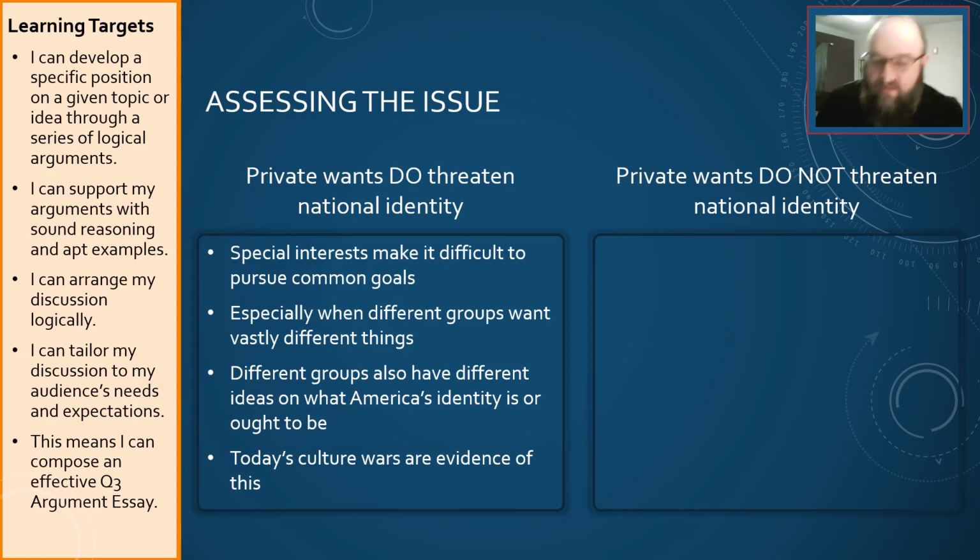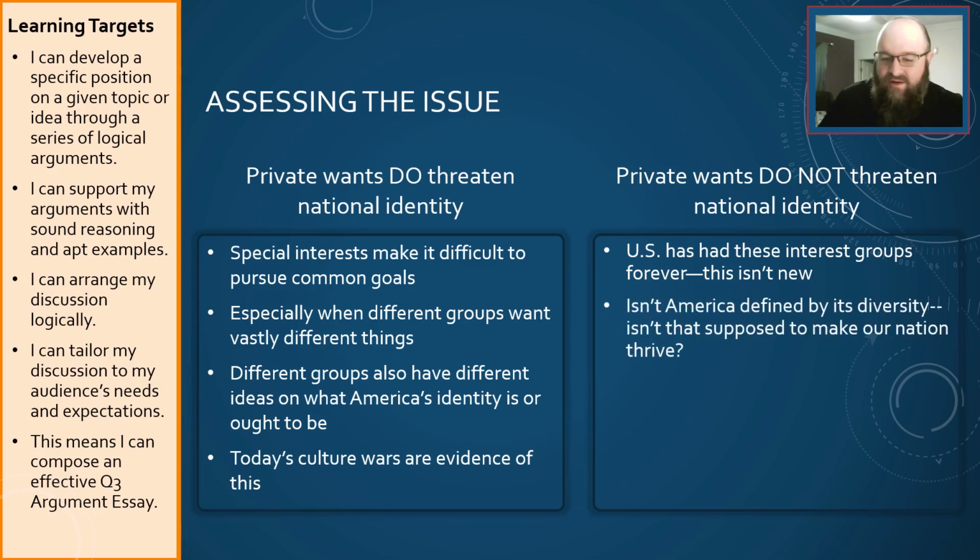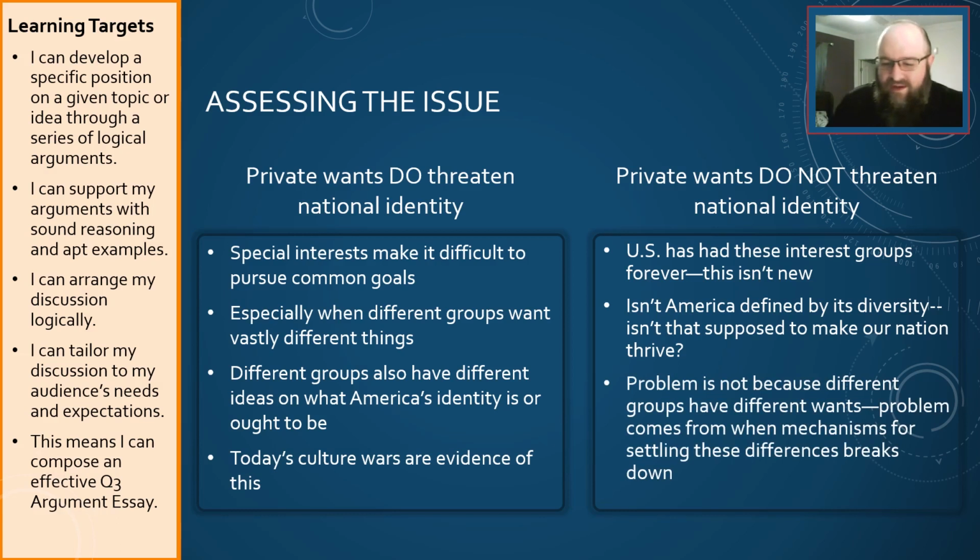Looking at that right column, what are some reasons why private wants do not threaten national identity? Well, I think right away of the fact that the U.S. has had special interest groups forever. This is not new. America was founded, or built rather, by a diverse group of people. And isn't America historically kind of defined by its diversity? Isn't that supposed to be a strength of our nation? So I think that Barbara Jordan isn't quite right here, that the problem isn't that different groups have different wants. That's just naturally going to happen.